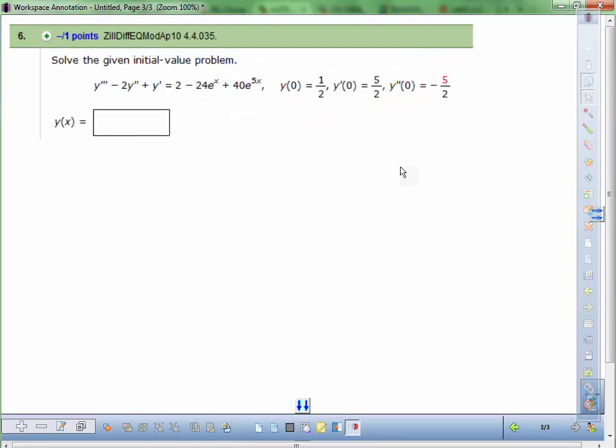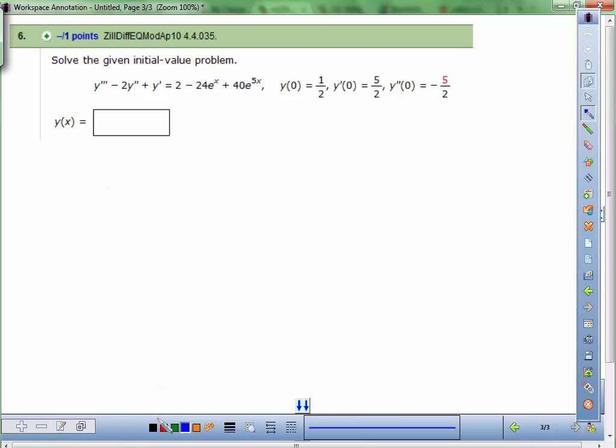All right, we got another third order differential equation, this time it's non-homogeneous and it has initial conditions like last time. So let's see if we can solve for this. The first thing we need is the solution to the homogeneous counterpart of this differential equation.